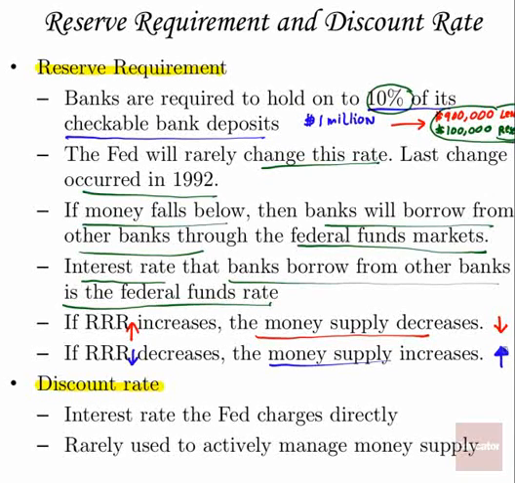If banks were required to hold on to 1% of the money, then 99% of the money that's been deposited would recirculate the economy, and the money supply, in theory, would go up by a whole lot.